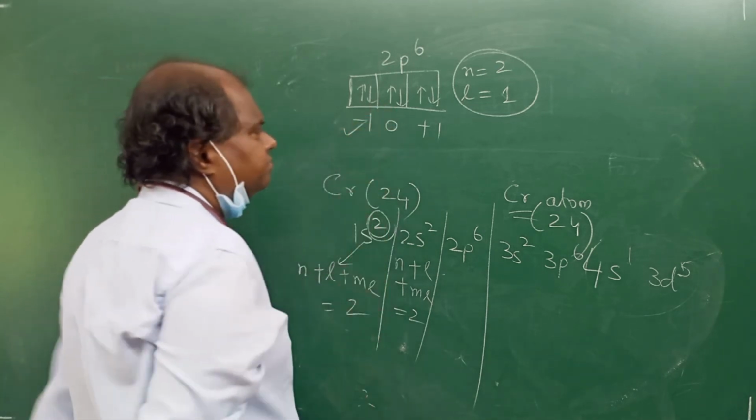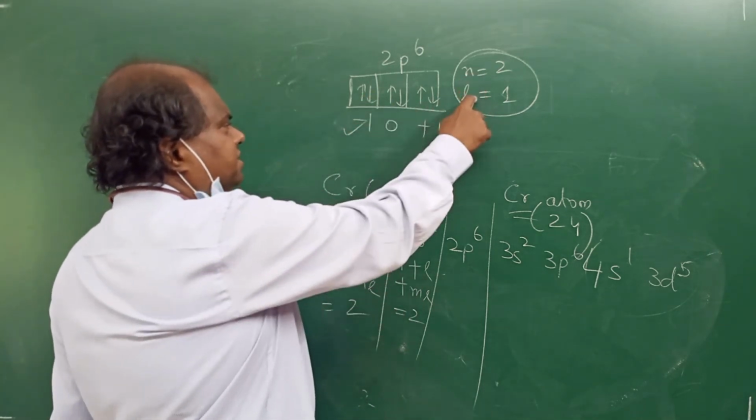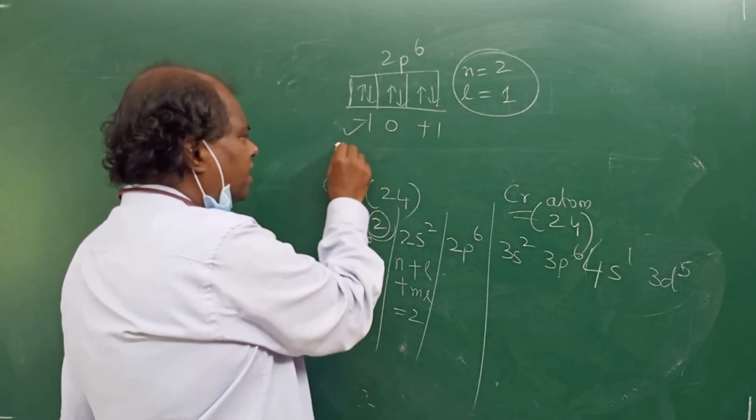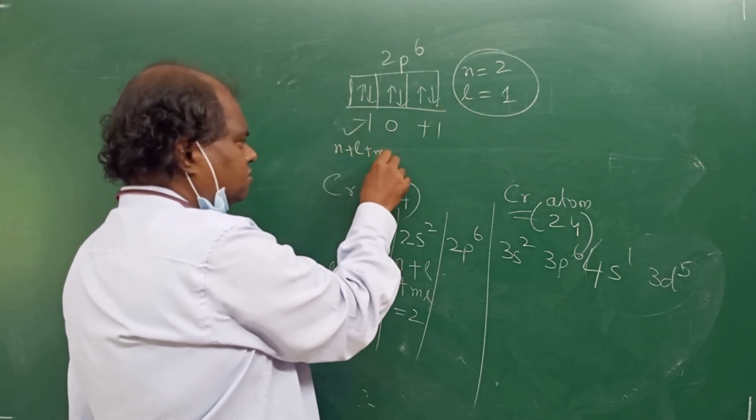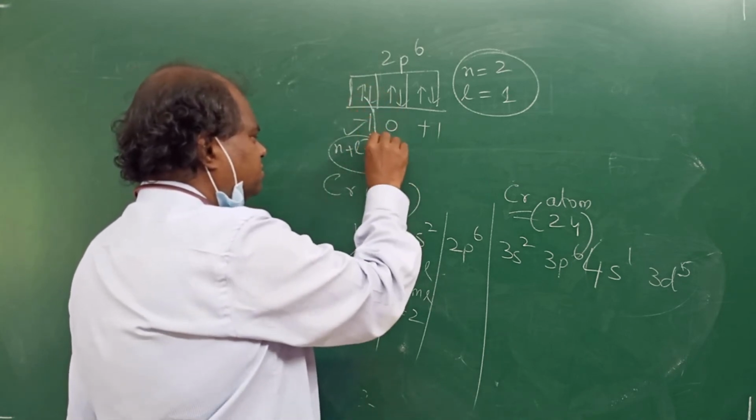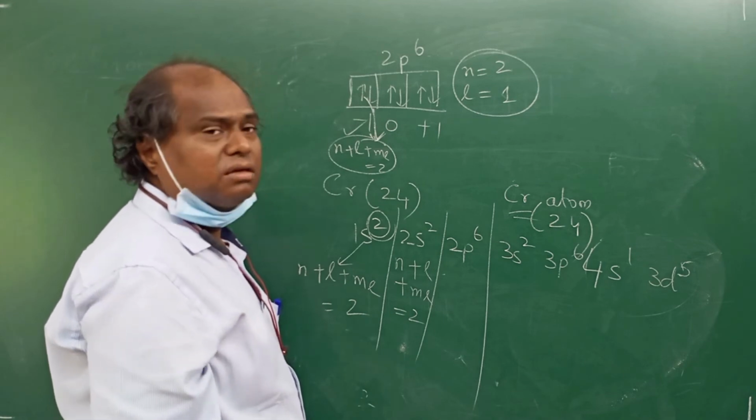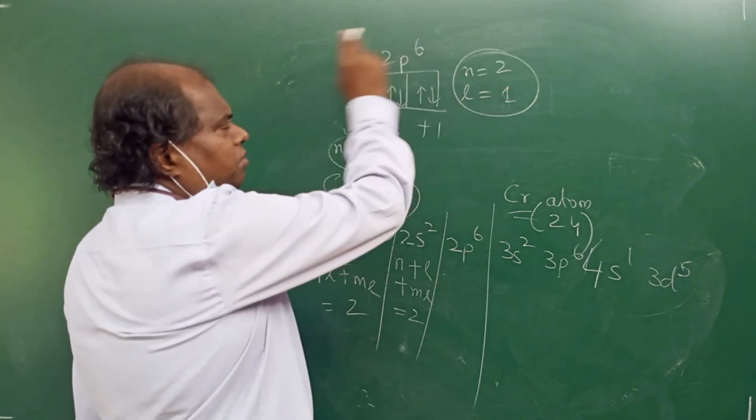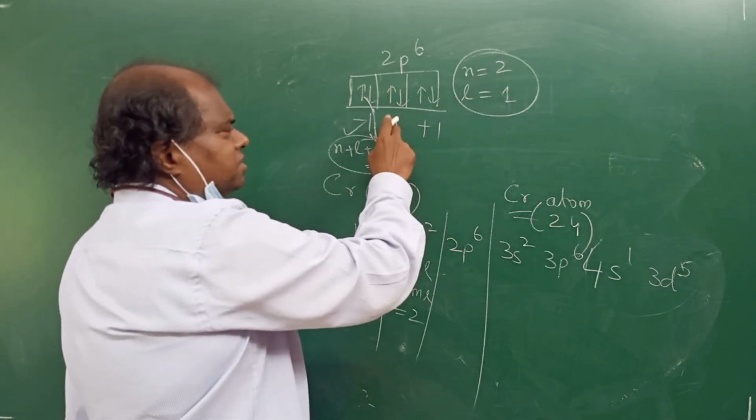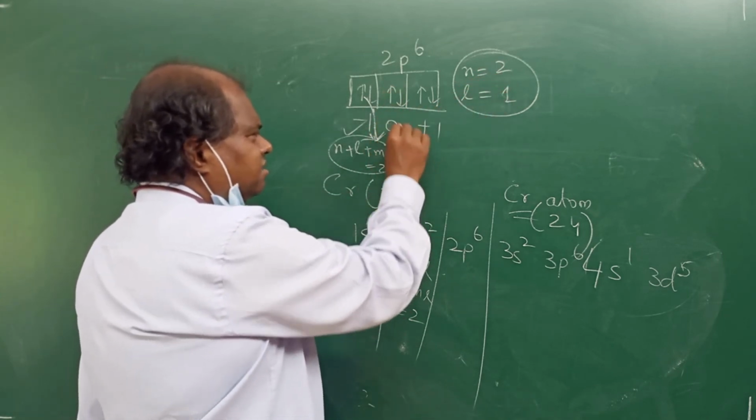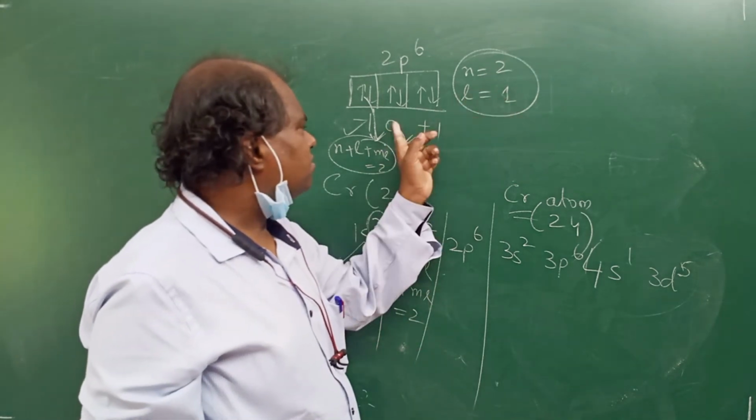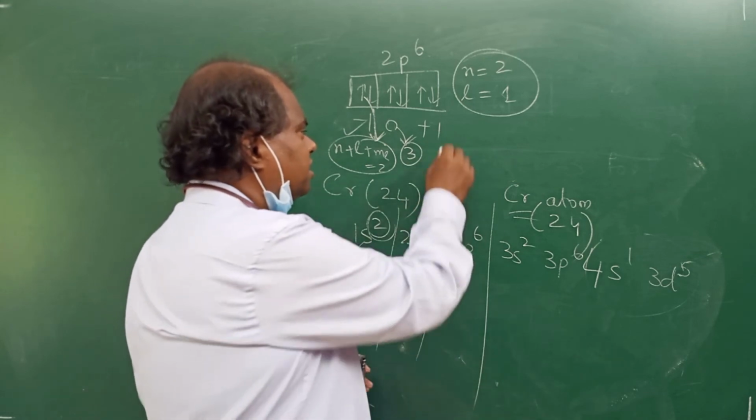ml is minus 1. So if you do n plus L plus ml, 1 minus 1 will get cancelled. So you will get 2 for this box, right? Okay. L is 1 for p orbital, right? Now what will be for this? 2 plus 1 plus 0. So here you will get 3. Here you will get 4, students, right?